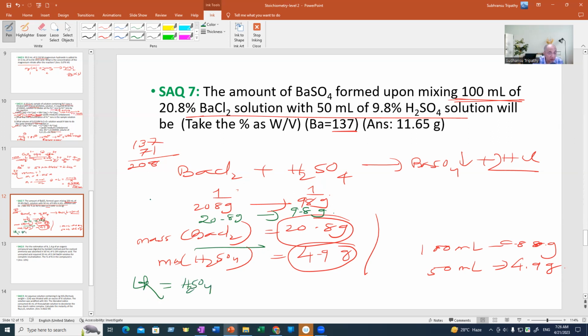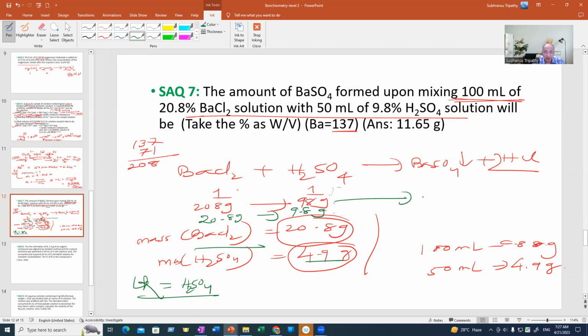Had you done it the other way around, keeping sulfuric acid on the left, 98 is consuming 208, so 4.9 will consume much less than 20.8. Therefore, all 4.9 gram of sulfuric acid will be consumed. Whether you find it directly or indirectly, it doesn't matter. 208 wants 98 gram, 20.8 will want 9.8, but we have 4.9 gram. So all barium chloride will not be exhausted, which means the other reactant has to be exhausted. So indirectly we know that sulfuric acid is the limiting reactant. Then we start the problem.